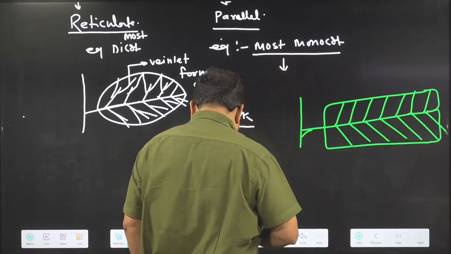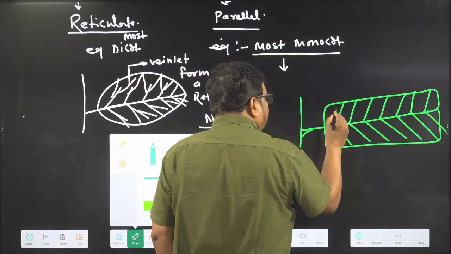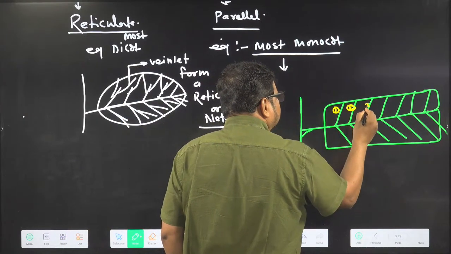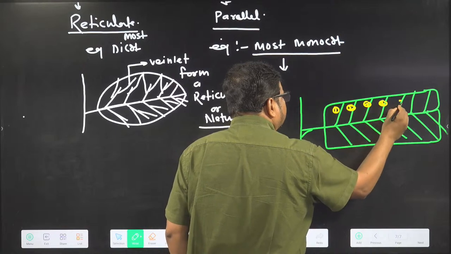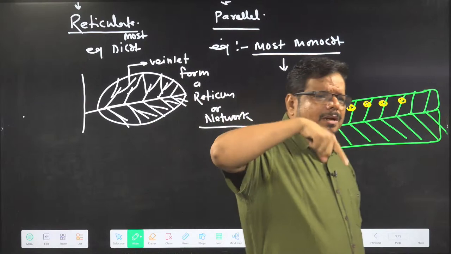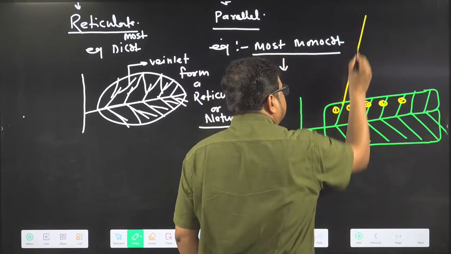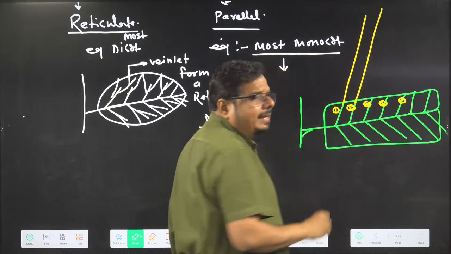Now you tell me, I am giving you the numbering. It is 1, 2, 3, 4, 5. These all are veins. All are forming a reticulum and all are parallelly present. If I am going to elongate this, anywhere they will match?